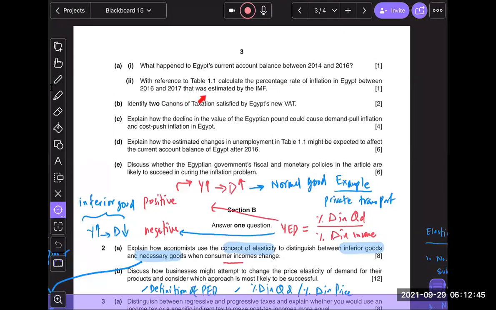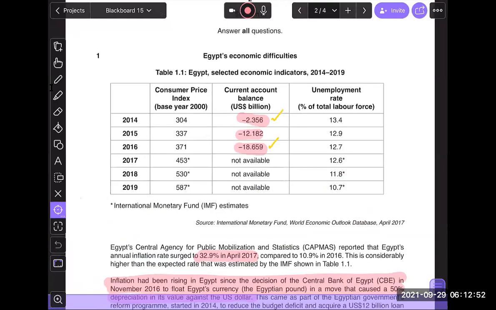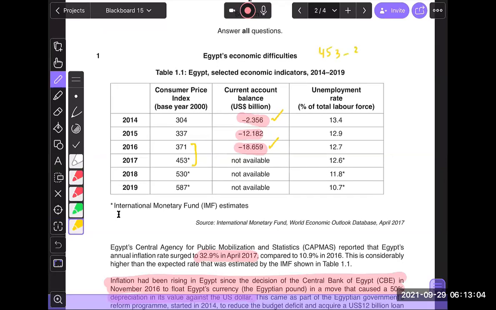and 2017 that was estimated by the IMF. So 16 and 17 that was estimated by the IMF. So how do I find that out? I find this out by finding the rate of change here. So that is basically, if you have a calculator, 453 minus 371 over 371 times 100.